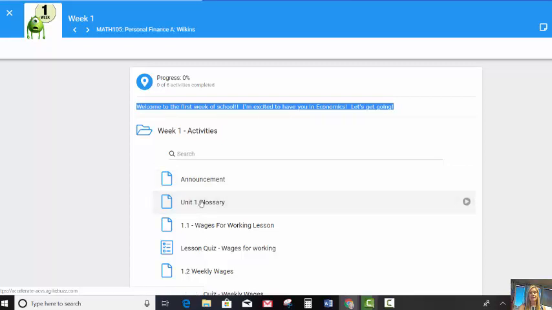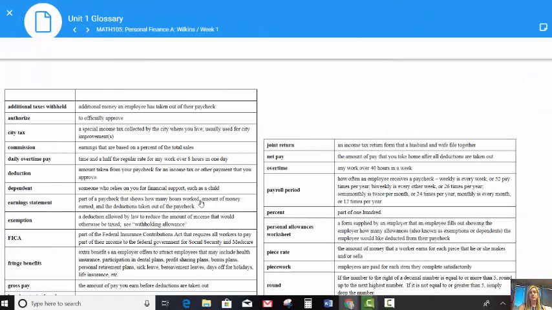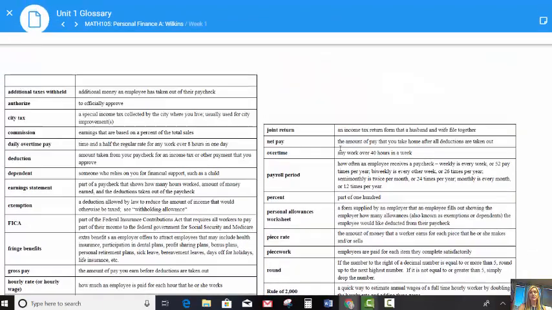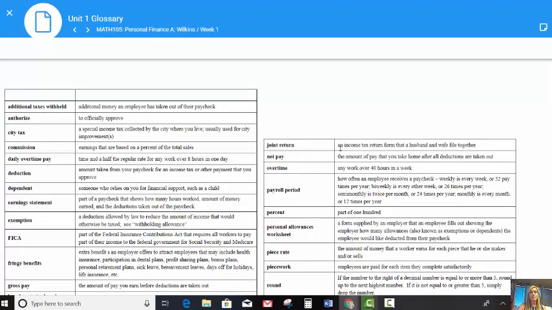Now to look at the format of this class, you'll click on the first item on here, which is the Unit 1 glossary. These are all terms that you will see throughout this unit. This unit is about 7 or 8 weeks long, so you'll be referring back to this list of vocabulary terms for a quarter of the class.